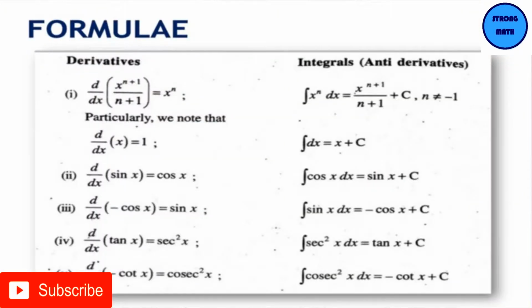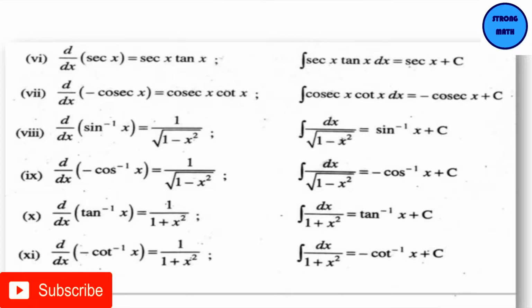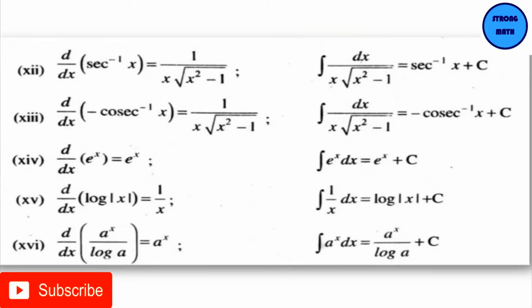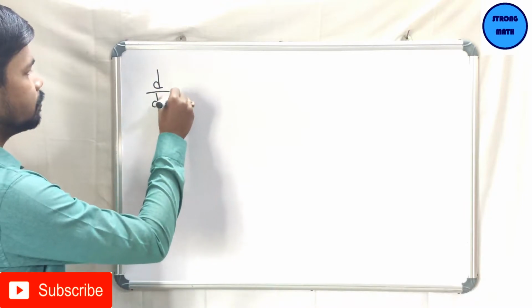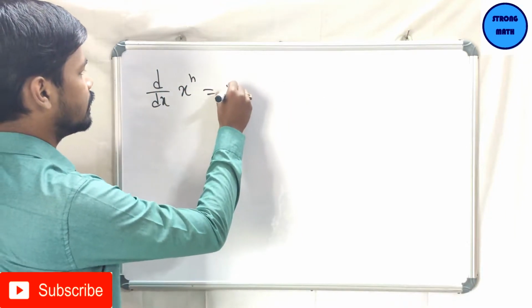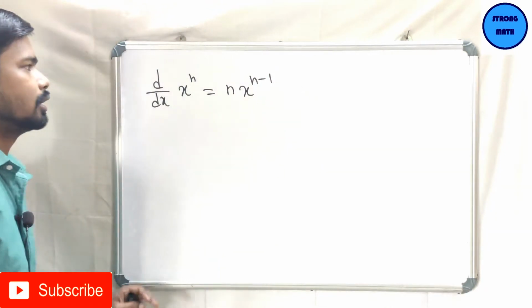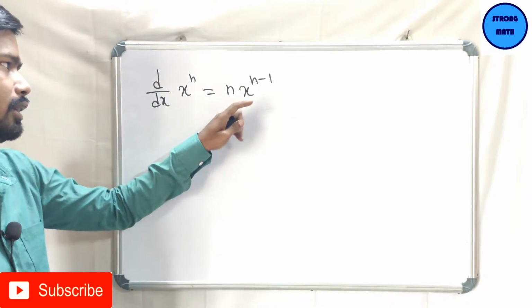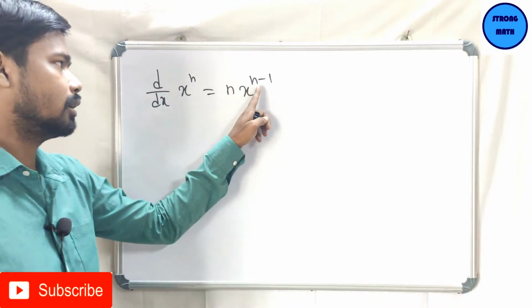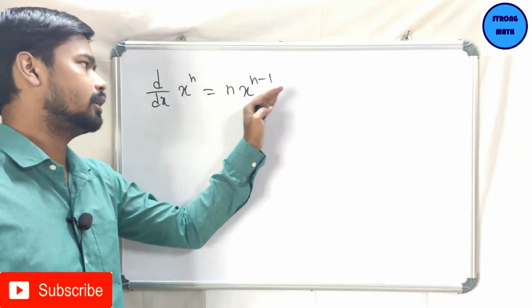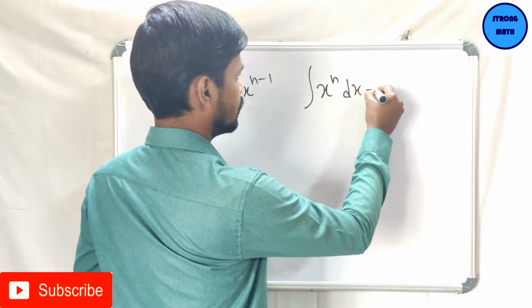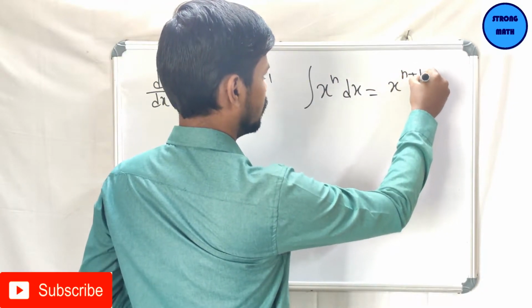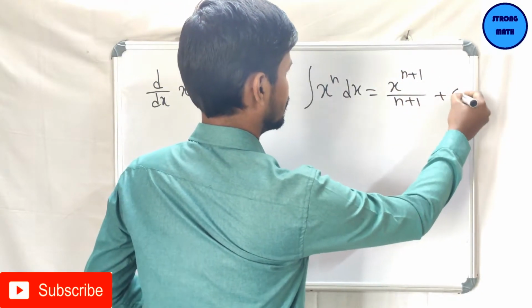Now look at the screen. There are some given formulas. Now let's explain some formulas related to derivative as well as integration. Suppose the derivative of x to the power n, we know that this is n x to the power n minus 1. The power will come at first and then we write x to the power n minus 1. The power will be decreased. Similarly, if we integrate x to the power n with respect to x, then this will give us x to the power n plus 1 by n plus 1 plus c.